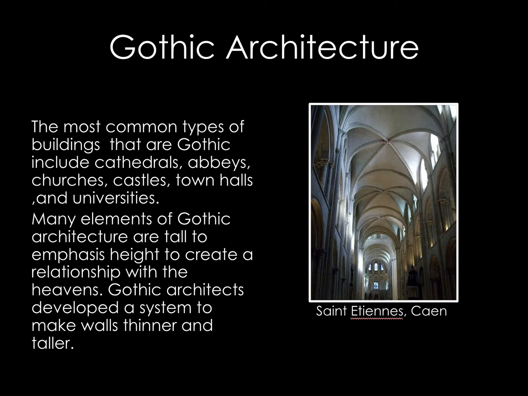So a lot of Gothic architecture has tall ceilings in order to represent that relationship with the heavens, because a lot of their buildings are formed in religious or church settings. So in order to make these tall ceilings, they had to develop a system to make the walls thinner, resulting in them being taller.